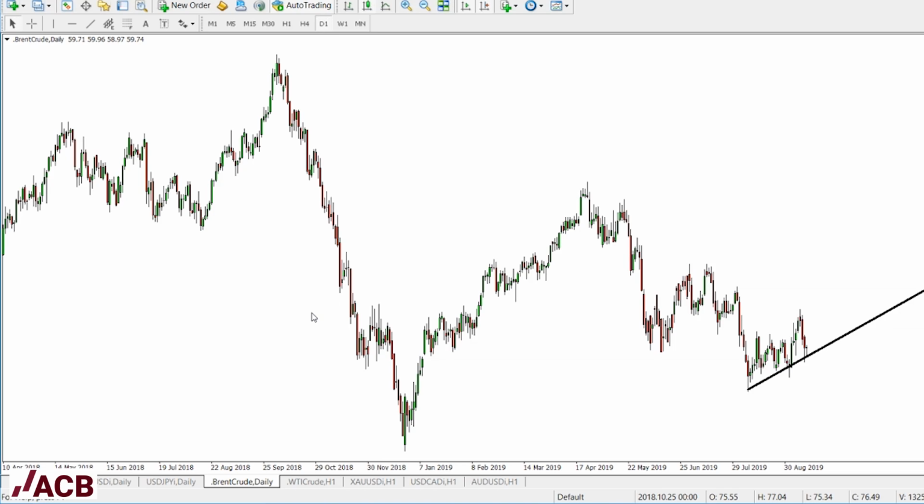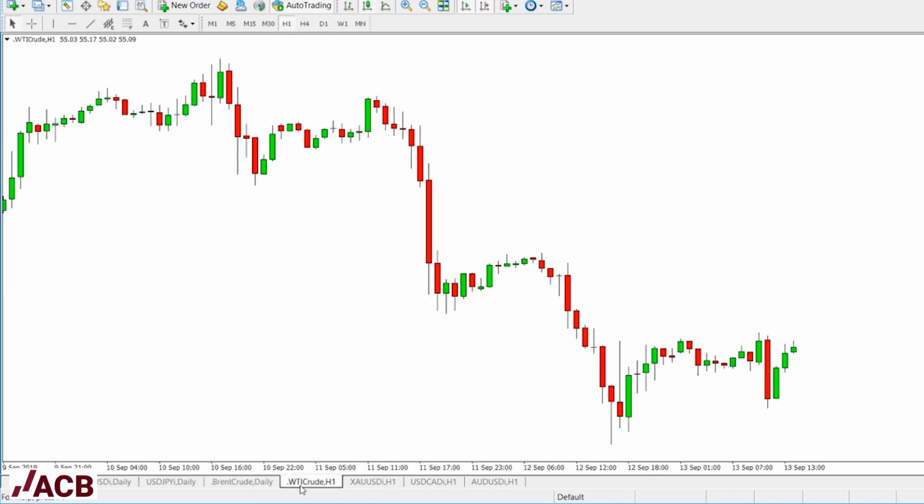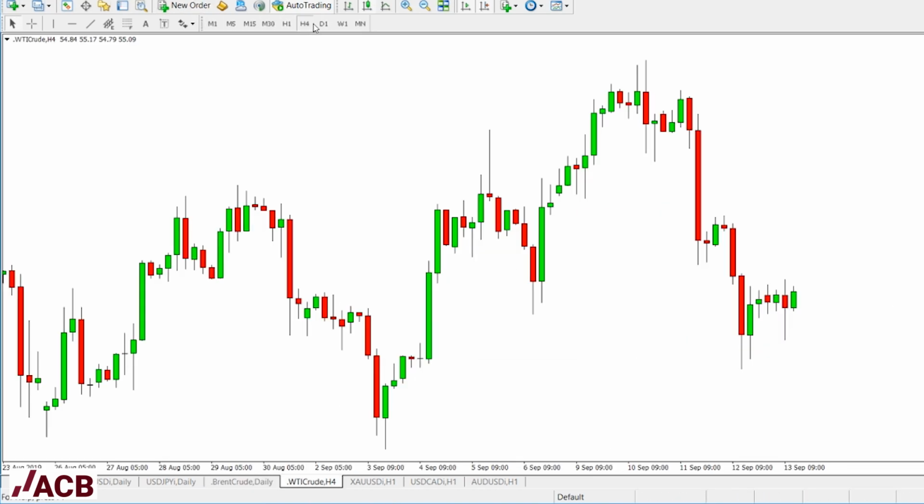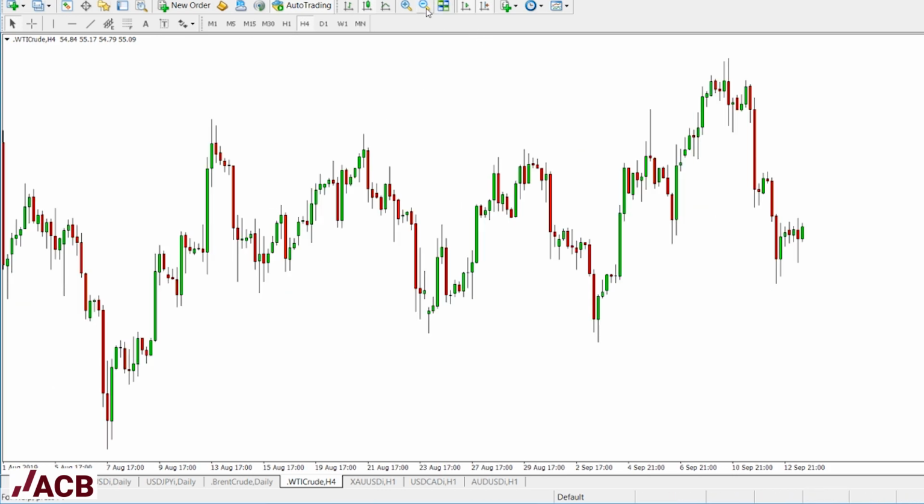Just something to look for with Brent crude, watching this one closely. WTI crude is going to follow along pretty close. You can see along that 4-hour chart, similar structure here as well.